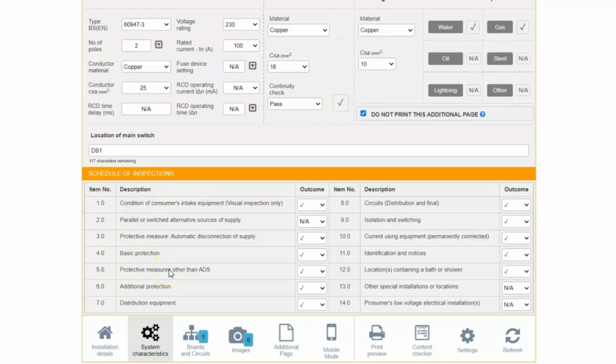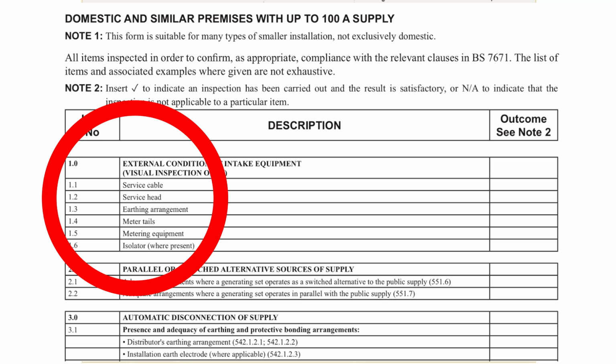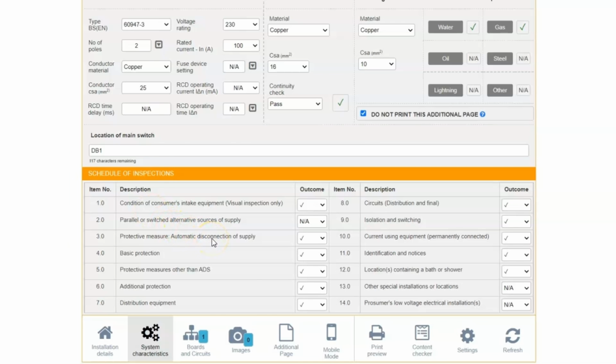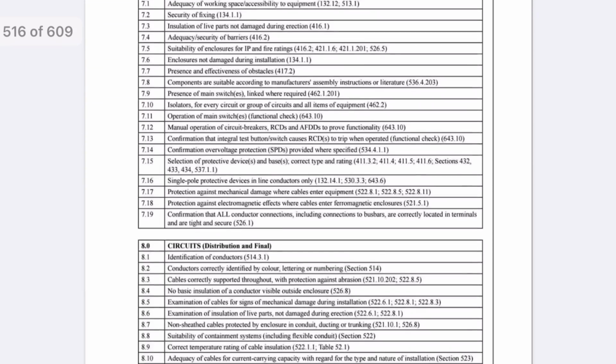Some of them have changed, especially for the condition of the consumer's intake equipment, as you can see on the screen now, that a couple of them we don't actually have to check where we did before, but most of them the same. But again, consult BS 7671 for the inspection points that are needed for each of these subheadings.